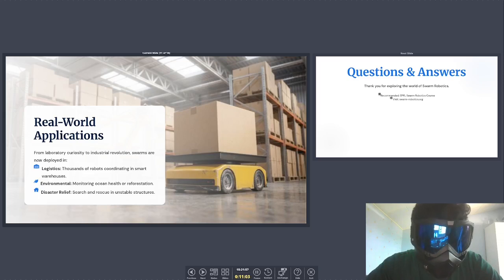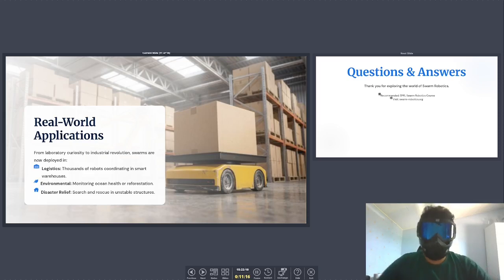Environmental monitoring. Many use multiple robots to monitor ocean health and reforestation. And disaster relief. This is the most significant one. Search and rescue in unstable structures. Because in disaster relief, the robots can easily get destroyed by rubble, debris, mud, water, acid, heat, anything. But using a single expensive robot won't work. So instead, you use thousands of cheap robots. And when you use these 1,000 cheap robots, losing a couple of them will not result in a mission failure. It will continue until you find the desired target.